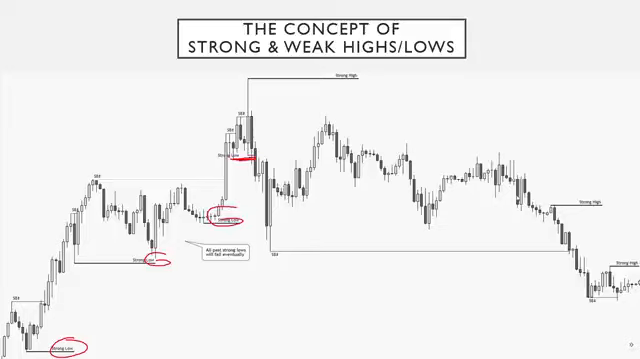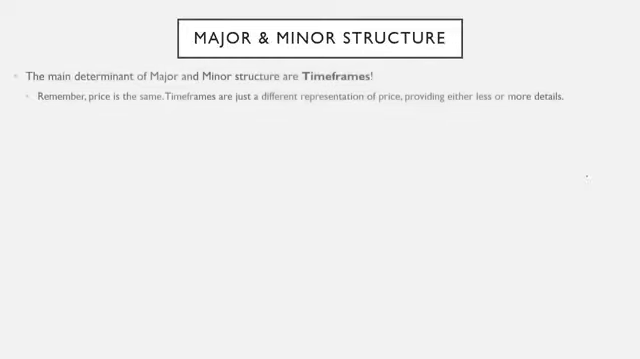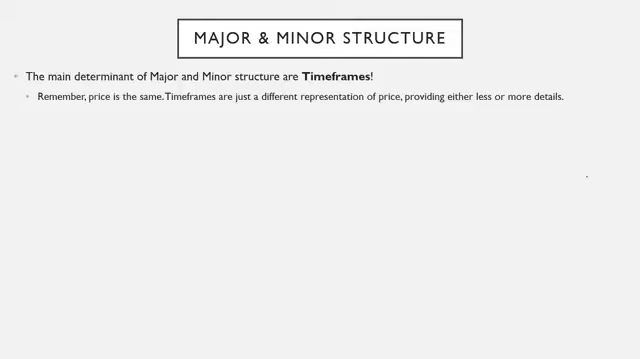Okay, so hopefully it makes sense. Right now, the big problem for all of you: major, minor structure. What's that? Super simple. The main determinant of major and minor structure are time frames. It's so simple. Remember, price is the same, but time frames are just a different representation of price, providing either less or more details.